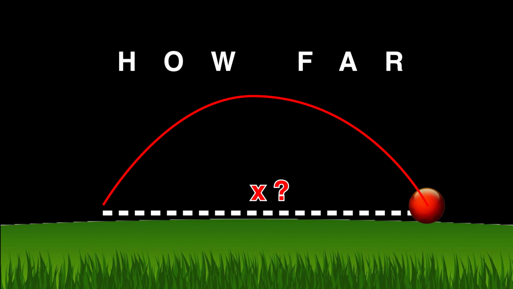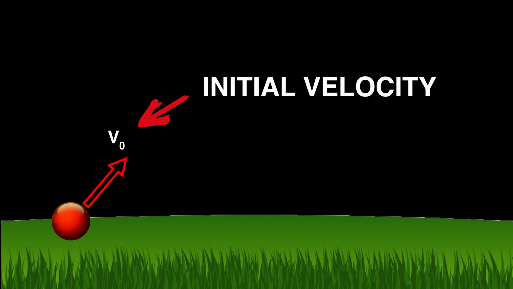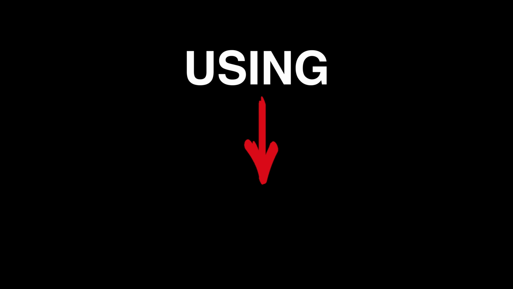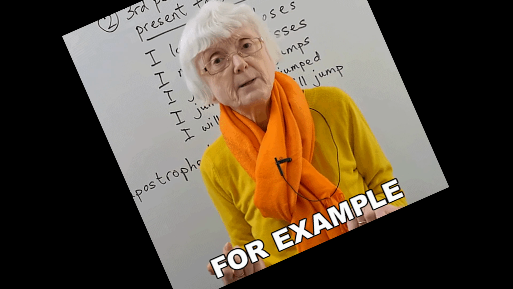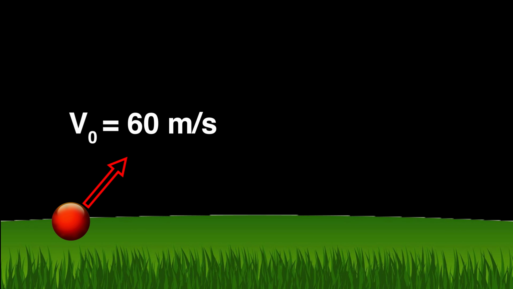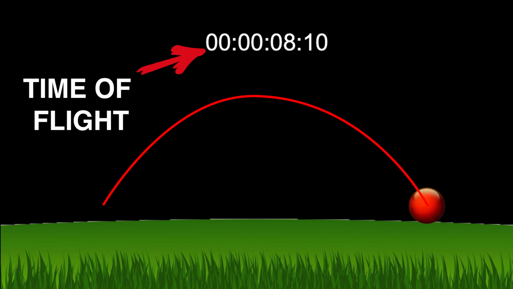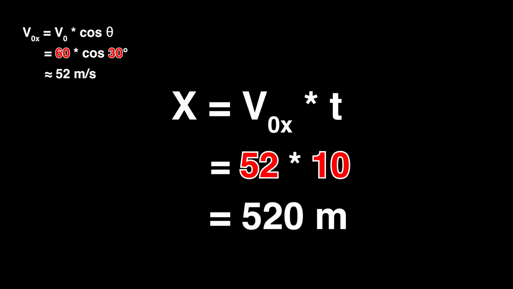So if I asked you the question, how far did my ball go? All you would need to know is the initial velocity at which the ball was thrown, at what angle, and how long it was in the air for. Using our equation for our horizontal position at any time, I would just say, for example, my ball was launched at 60 meters per second at an angle of 30 degrees. And let's say the flight time was 10 seconds. Inputting my values, I'd get that my ball traveled a total of 520 meters.